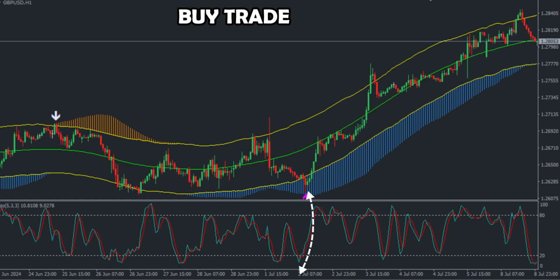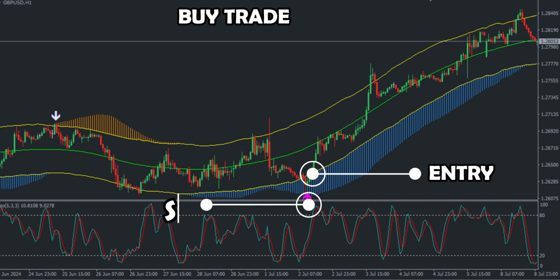When all those conditions have been met, we wait for a candlestick confirmation signal. As you can see right here, we had a bullish harami. This means all our conditions have been met. So we simply place our entry right here, our stop loss below the low, then we target a 1 to 2, a 1 to 3. As you can see, the trade worked out as expected.